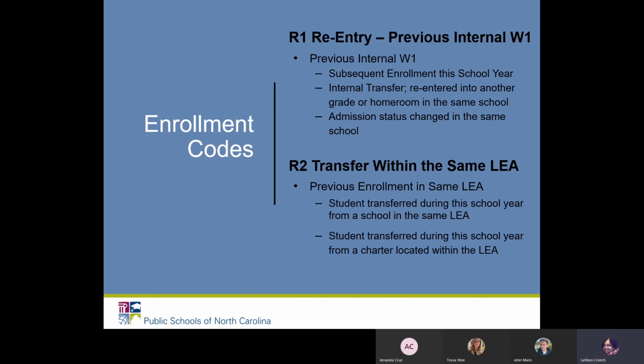R1, previous internal W1, is when a student has been coded as a W1 internal transfer to another grade level or homeroom or admission status at the same school. R2, transfer within the same LEA, means a student is transferring within the same LEA from one school to another or transferring from a charter located within the LEA.